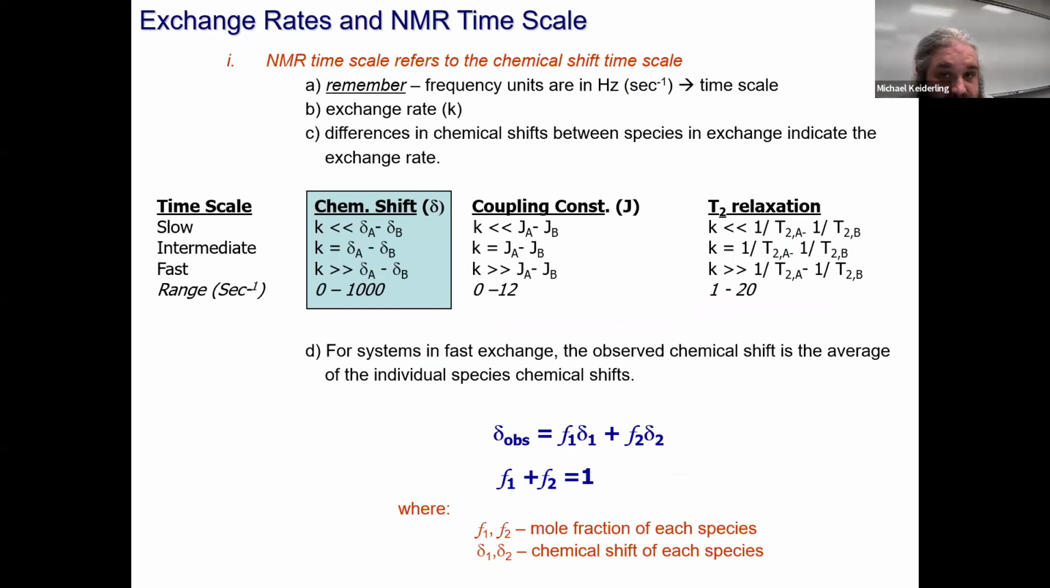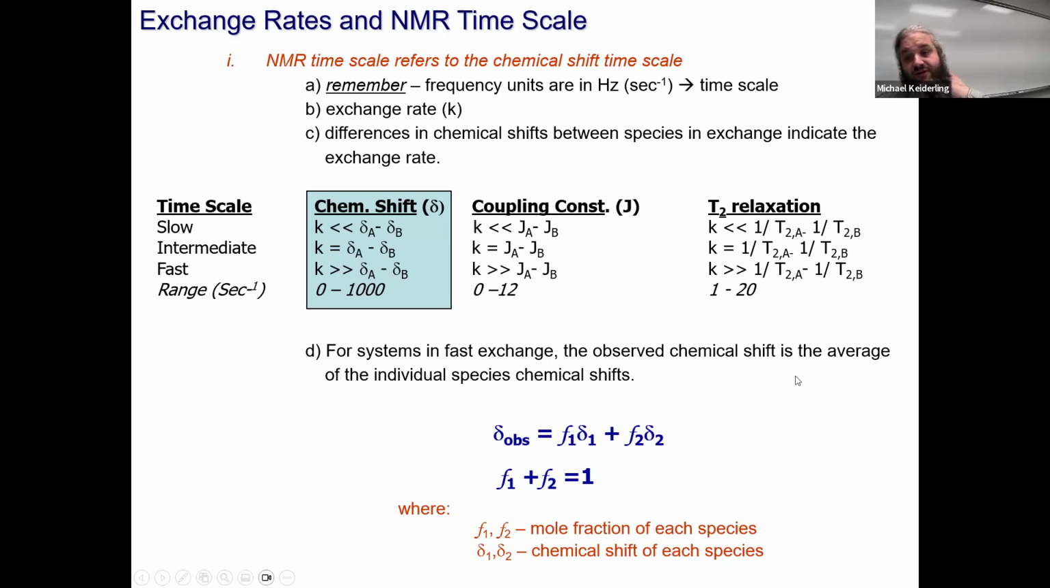So the NMR timescale refers to the chemical shift timescale. Frequency units are in hertz. Timescale is going to be the inverse of that. So the exchange rate K could be related to the difference in chemical shifts between species. So slow, time scale, comparing the exchange rate and the difference in chemical shifts. And this is sort of what we're looking at.